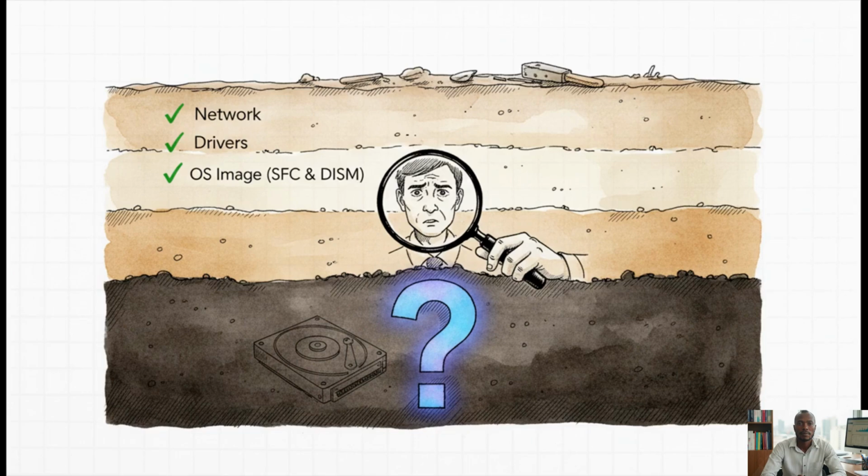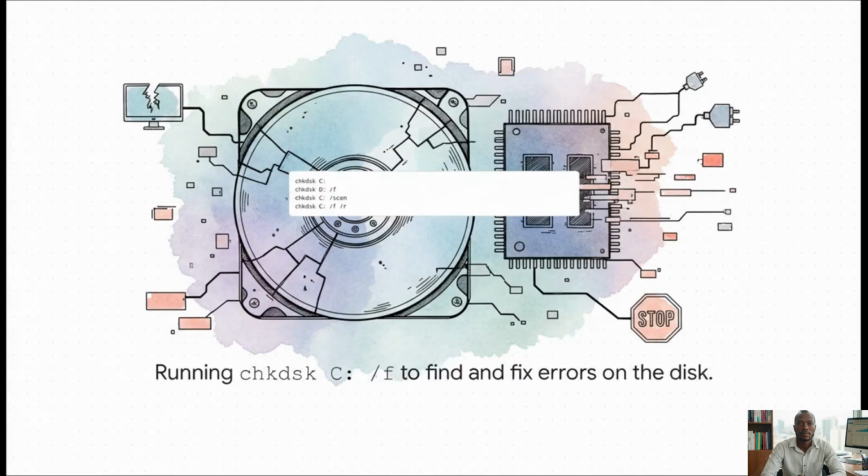We've checked the network, we've checked the drivers, we've checked the OS files. What on earth could be left? Well, there's only one fundamental layer we haven't checked. And that brings us to chkdsk, or check disk. This tool goes all the way down to the foundation, investigating the physical and logical health of your storage drive. A failing disk can cause all sorts of random, system-wide chaos, creating errors that look like they're coming from anywhere and everywhere, including the network.